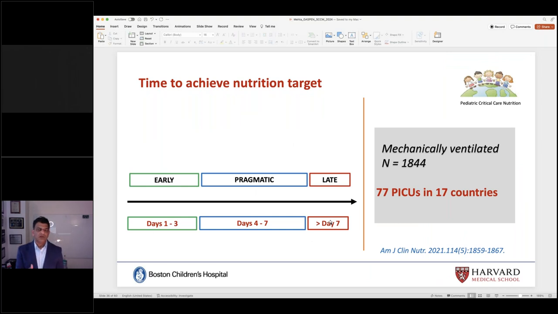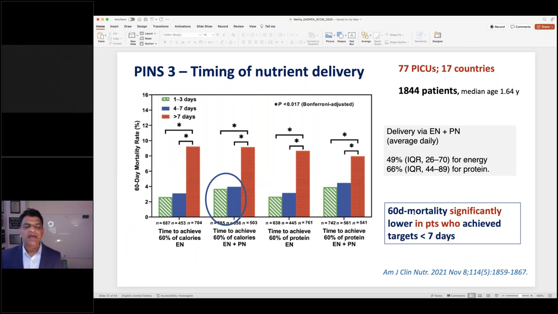What we did, in our most recent international nutrition study, we had 1,800 mechanically ventilated patients from 77 pediatric ICUs, 17 countries. And what we decided is this construct that I showed you in the ADART trial, where patients were divided into those that achieve nutrient delivery goals, not just early versus late, but early, pragmatic, and late, because the pragmatic arm is what we were more interested in. And what we saw is that in patients who achieved their goals, and the goals in this study were just 2/3 of what was prescribed, not 80%, not 100%, so 2/3. So we were very careful in not trying to get overfed patients to dilute the picture.